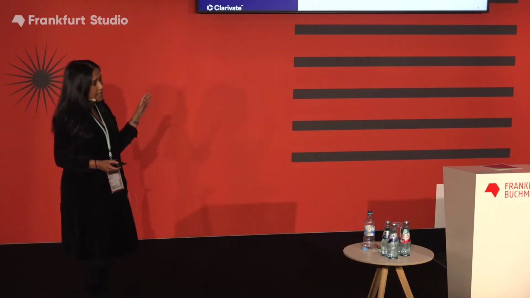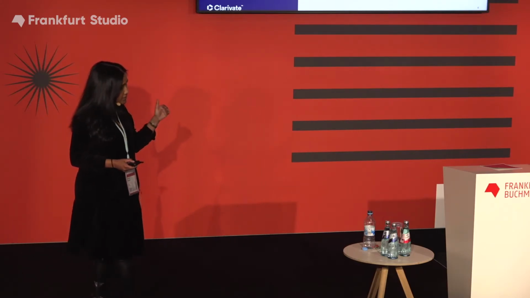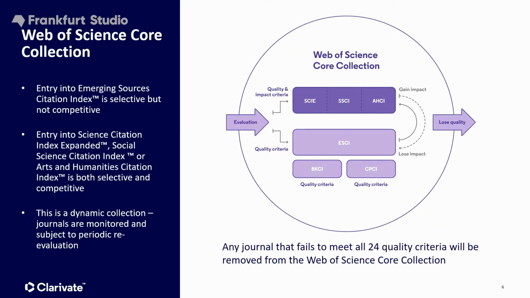So what's important to note, again, is this is not a static collection. If a journal's in, it's not in for life. We monitor journals, we reevaluate journals. So journals in ESCI, for example, that gain impact could enter a discipline-specific index, and conversely, journals in a discipline-specific index, if they lose impact, could go into ESCI. Any journal, regardless of citation activity, if they no longer pass the quality criteria, are removed from the Web of Science.